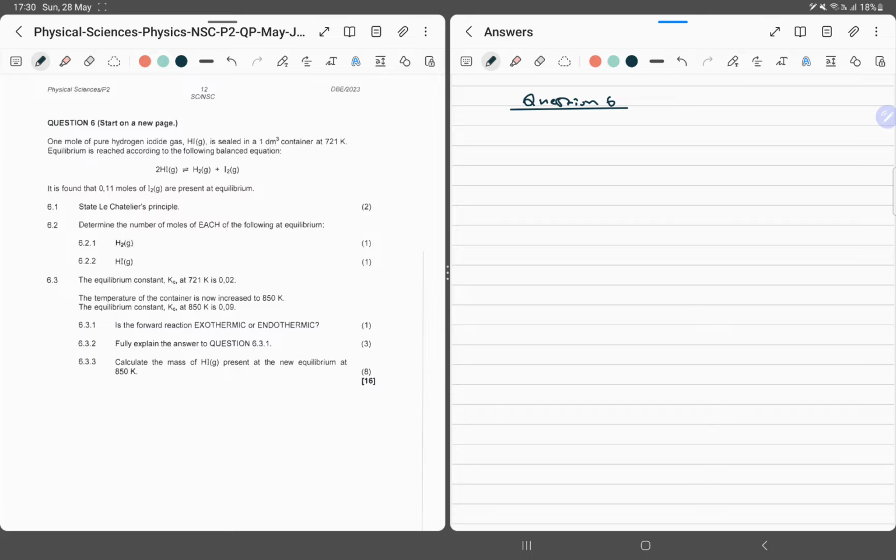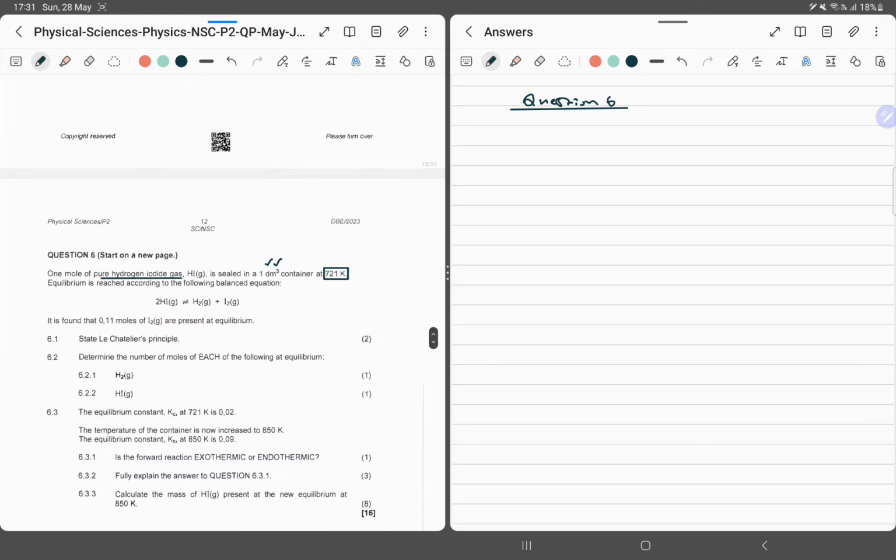So we've got 1 mole of pure hydrogen iodide gas. Okay. And then now it's sealed in a 1 decimeter cubed container at 721 Kelvin. So that's a temperature. Now the equilibrium is reached according to the following balanced equation. And then of course here, the tools that you need is to know this guy.